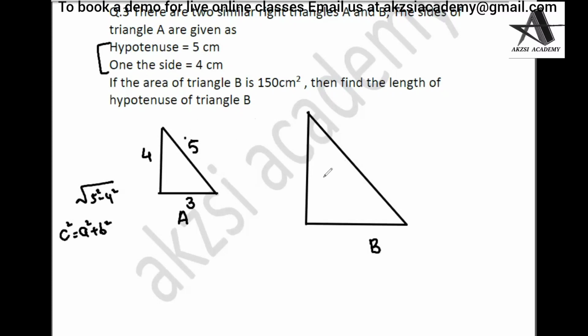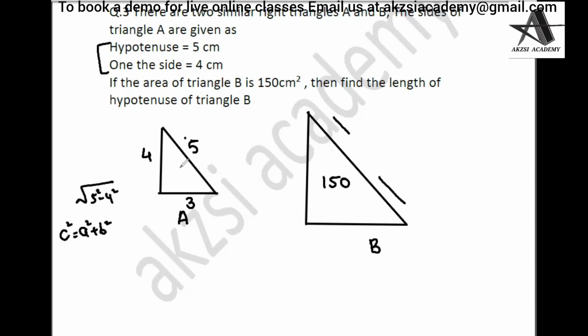Area of triangle B, we have area, which is 150. Then find the length of hypotenuse. We have to find the length of this one. If we are talking about similar triangles, we have to talk about the scale factor. Scale factor is, as I told you, similar triangles or similar figures are those figures that have the same angles. They look exactly the same. The only difference is in their length. The length is different, which makes area different, which makes volume different.